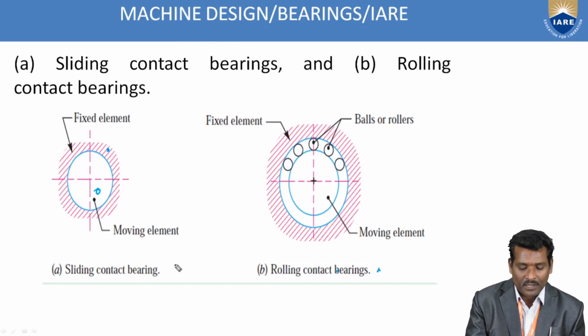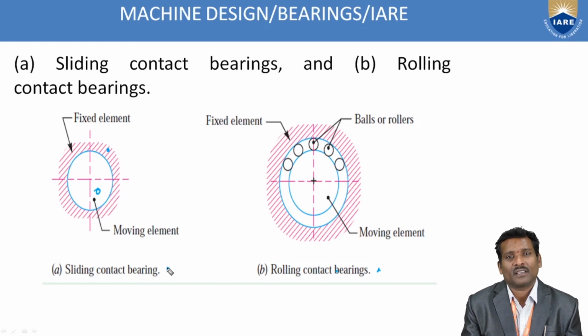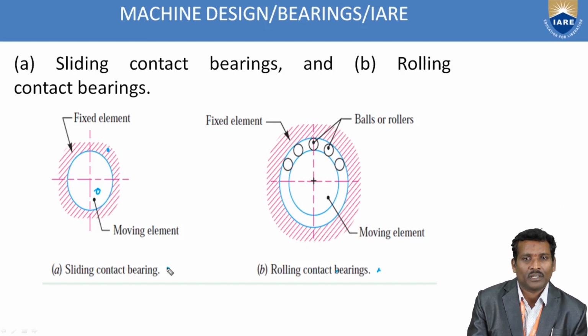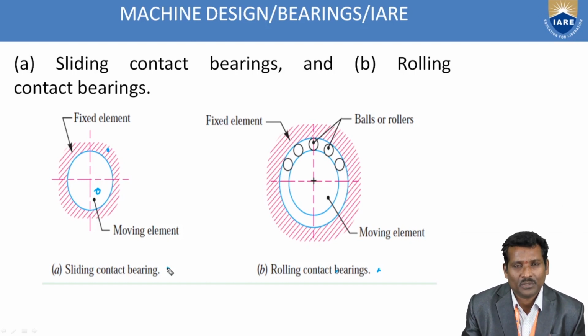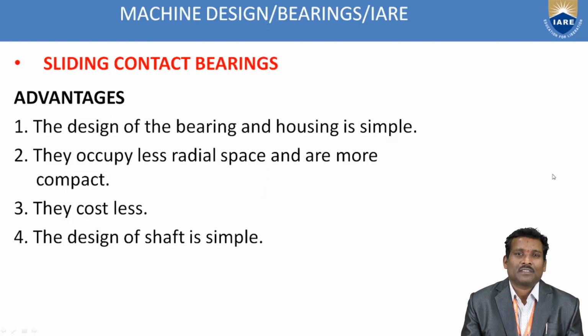In the case of sliding contact bearing, there is no need for an external agent, meaning balls or rollers are not required. Why? Because the sliding occurs between the fixed element and moving element with the help of lubrication. We will see this in coming videos. So what are the advantages of sliding contact bearings? In sliding contact bearings, the design of the bearing and housing is very simple. They occupy less radial space, and they cost very little. The design of the shaft is also simple.